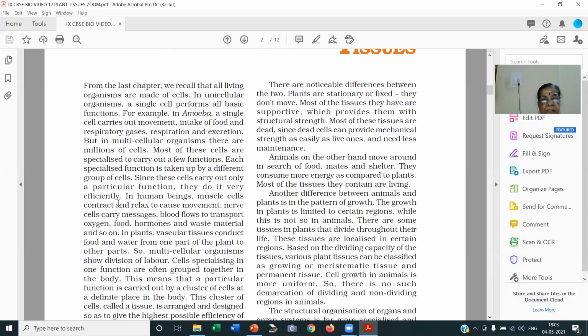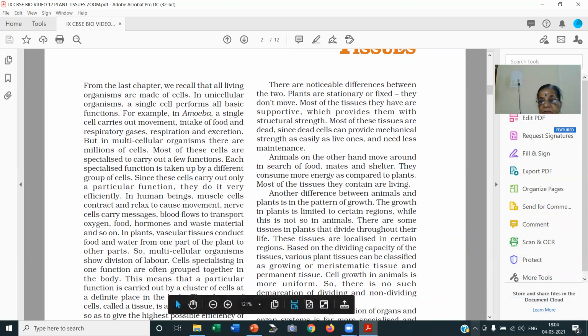In the same way, in plants, vascular tissues conduct food and water from one part of the plant to other parts. So multicellular organisms show division of labor. Very clear? Then now you mark it.